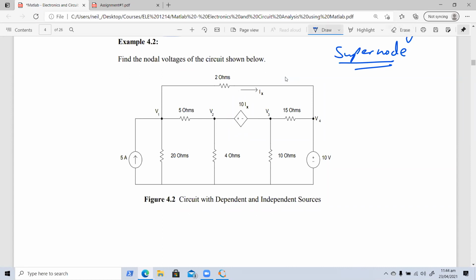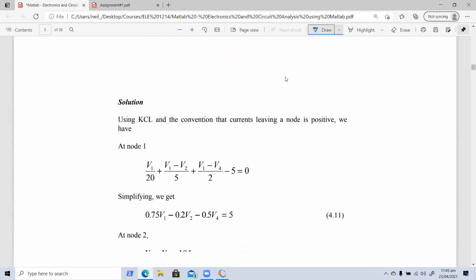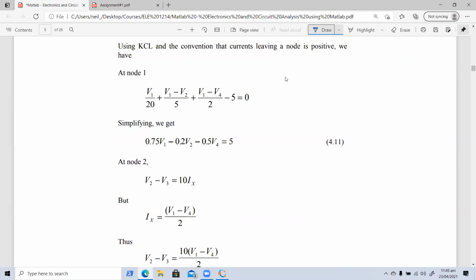So electrical engineers and scientists from before developed the concept of a supernode. How does that work? Essentially, we generate an equation for the current flowing through here. How do we do that? We say V2 minus V3 is equal to 10Ix, and that's going to be our equation for node 2, right? 10Ix.